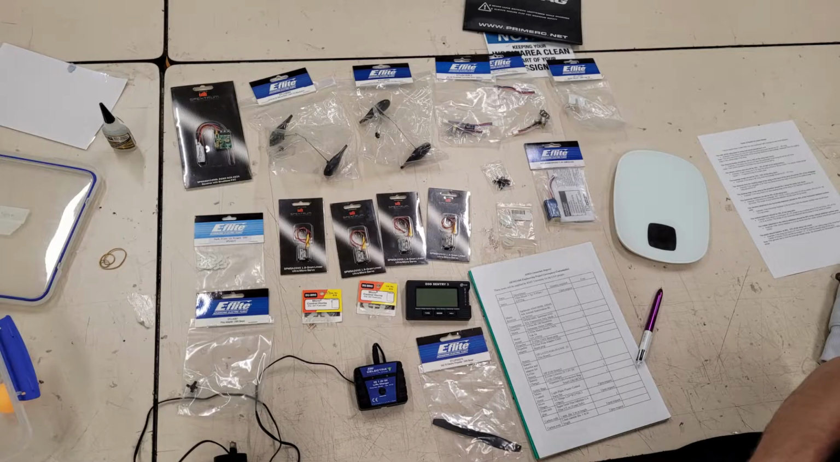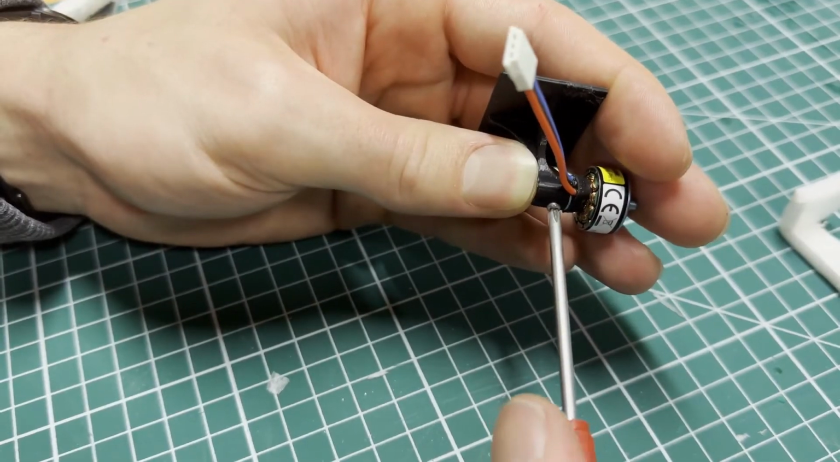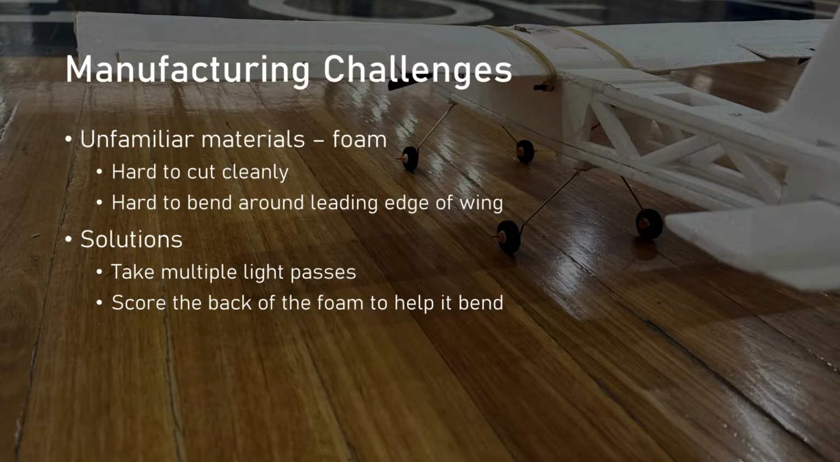All electronics were mounted inside of the fuselage with dabs of hot glue. The motor was screwed into the mount, then glued to the front of the aircraft. Some brief challenges that were faced during manufacturing mostly came from working with unfamiliar foam materials. At first, it was hard to cut cleanly and difficult to bend around the leading edge of the wing.